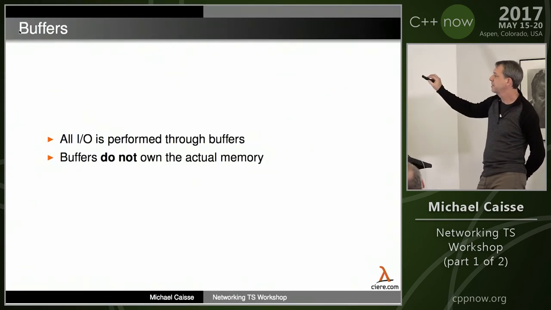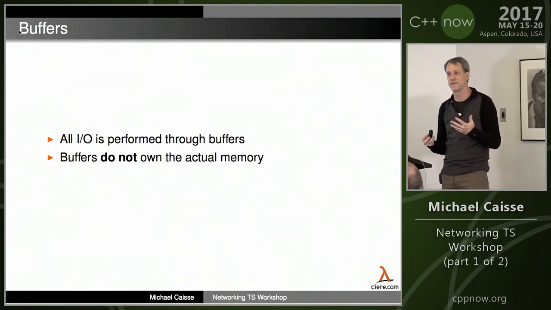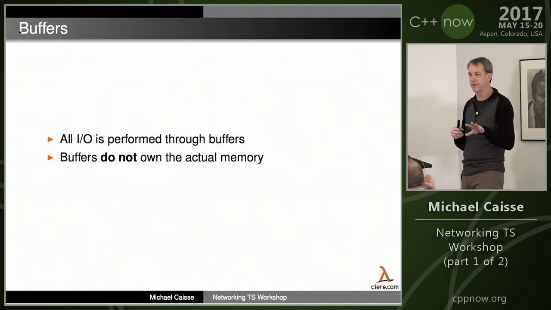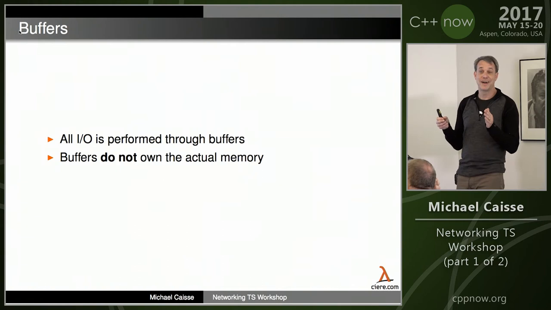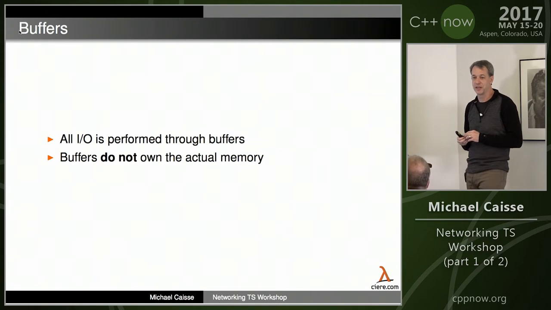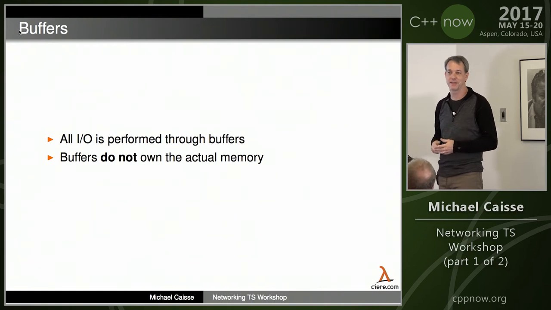Okay, so buffers. Let's talk a little bit about buffers. They're central to getting data moved around inside of networking. All of our I/O is going to be performed through buffers. There's a variety of different types. And just like in ASIO, you continue to own the segment of memory. The buffer is a view. It's a view to something that you're not going to destroy. You're not going to let it go out of scope. You're not going to do all the bad things that you might think of doing, thinking that suddenly the buffer is owning the thing that you pass to it. Okay?